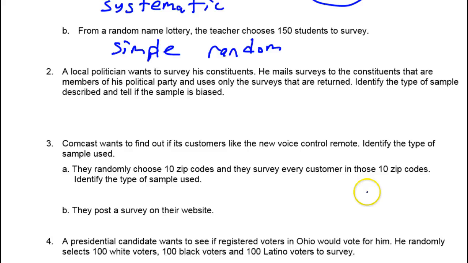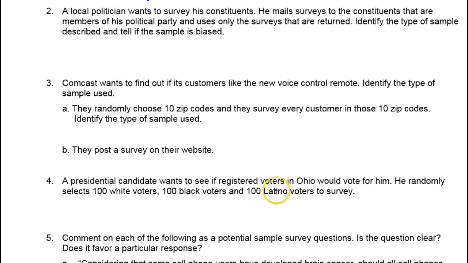All right, now let's move on to number 2. A local politician wants to survey his constituents. That just means the potential voters in his district. So he mails surveys to the constituents that are members of his political party. So if he's a Republican, then he sent surveys to other Republicans. He only uses the surveys that are returned, of course. Couldn't really use the ones that are in the trash can. Identify the type of sample and tell whether the sample is biased.